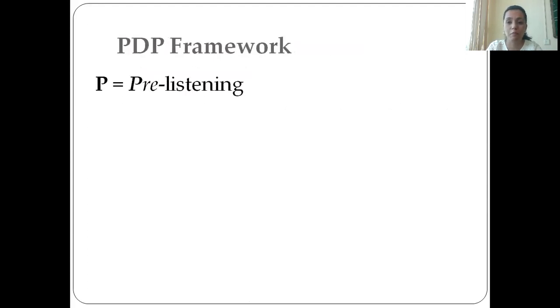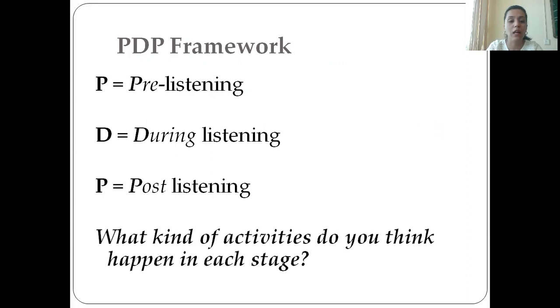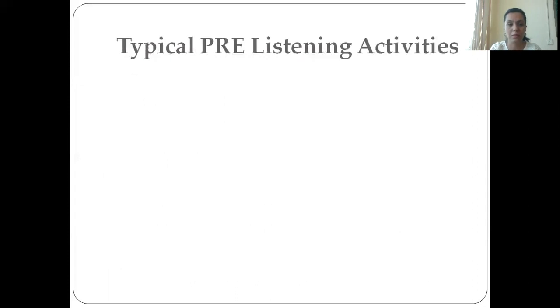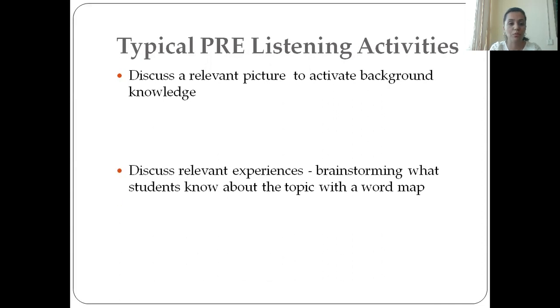So P, as we have mentioned, stands for pre-listening, D for during listening, and P for post-listening. What kind of activities do you think happen in each stage? Or what kind of activities can we use in pre-listening, during listening, or sometimes we call it while listening, and post-listening activities? Typical pre-listening activities: discuss a relevant picture to activate background knowledge, or sometimes we can say picture prediction or picture prompt.